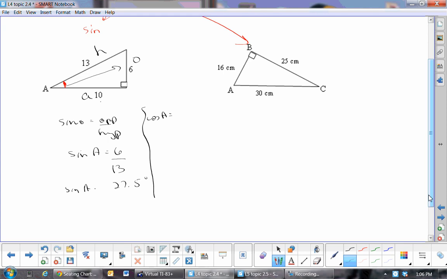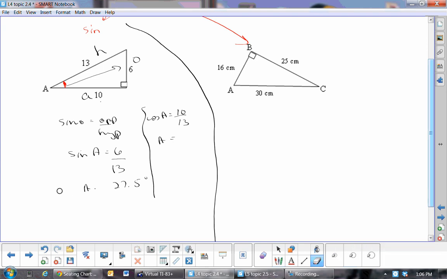No, I'm doing this one. 10 over 13. So try that out. Second cos, 10 over 13. What do you get? That shouldn't have been right. Try it again.